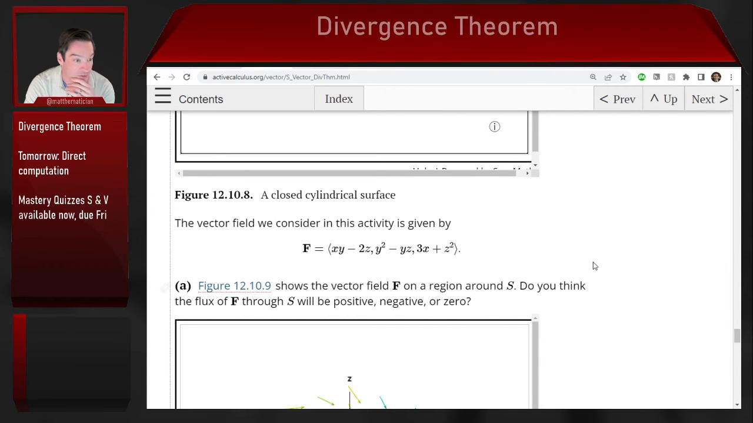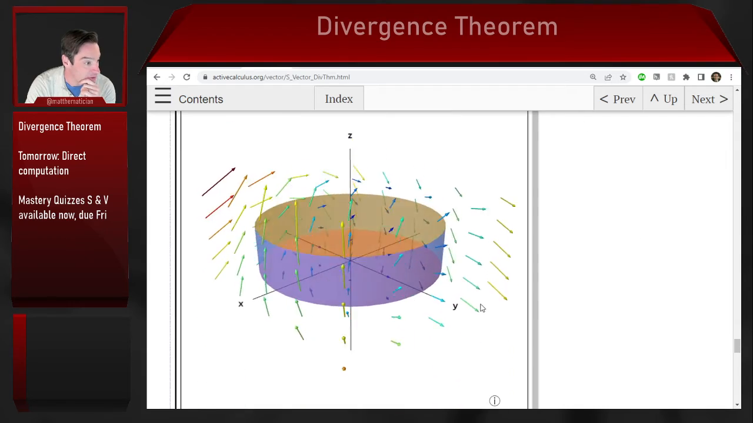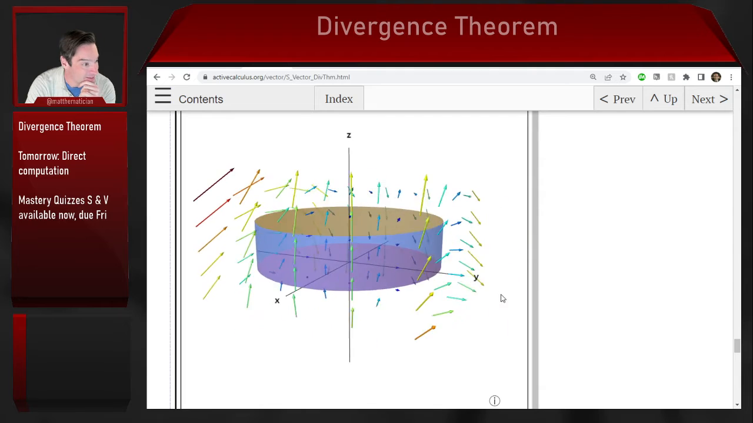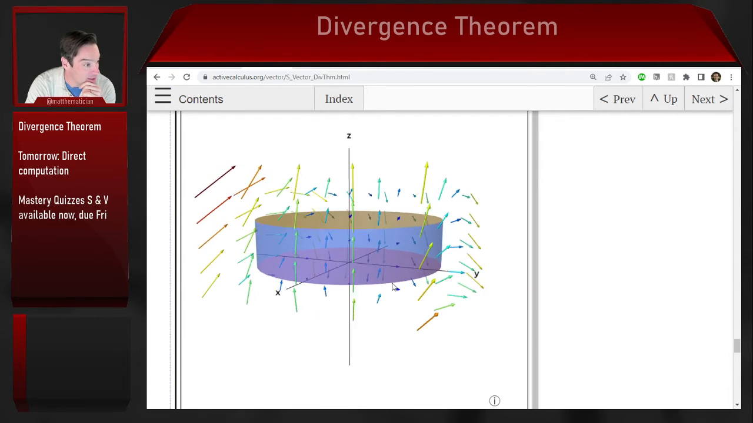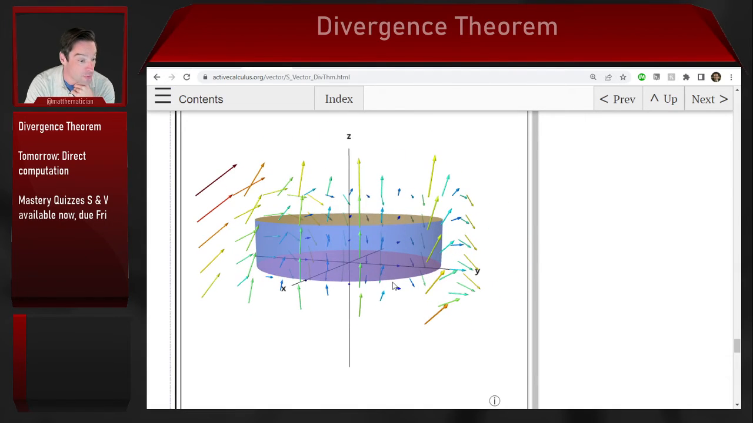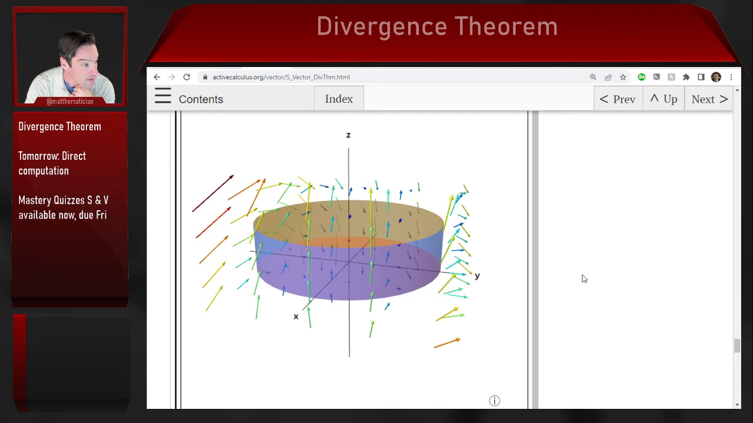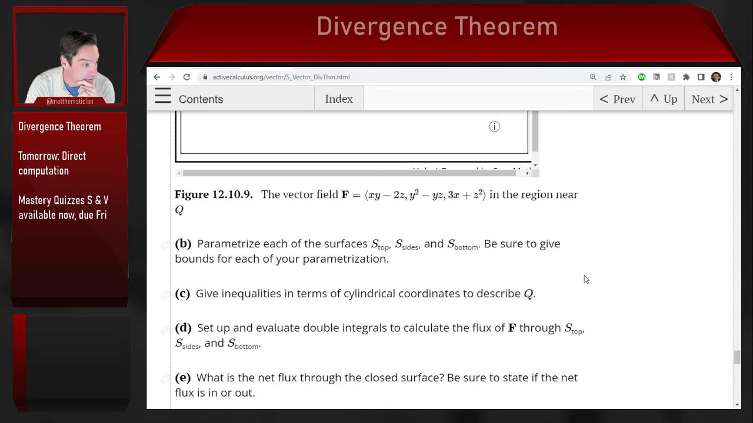And so here's a vector field that we're going to consider. Here's actually a cool 3-dimensional vector field visualization of it. So they really went all out in this section to give us some nice visuals. And so the question is, is there more vector field flowing into this little tuna can, or is there more vector field flowing out, or is there an equal amount? That answer is given to us by the flux, the inward or outward flux from this surface.